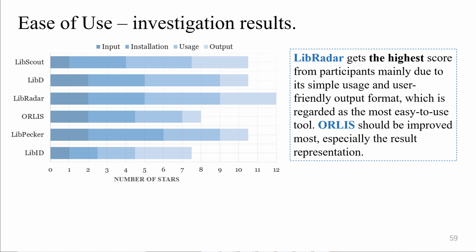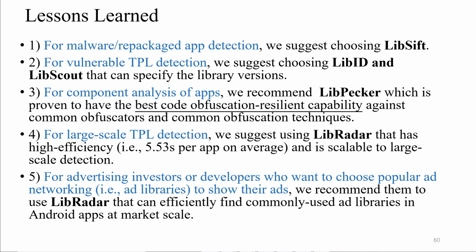As for the result, we can find LibRadar gets the highest score from the participants because it's very simple to use and has user-friendly output. And we found the participants give the lowest stars to Aurelians. We suggest these tools need to improve the most.